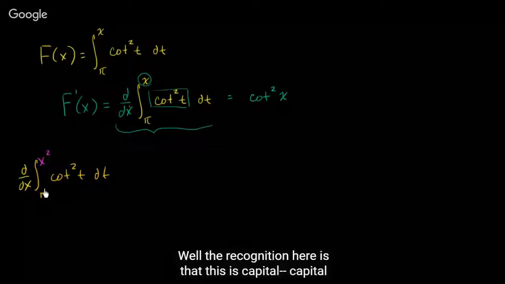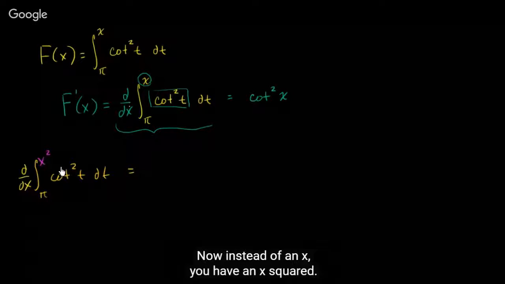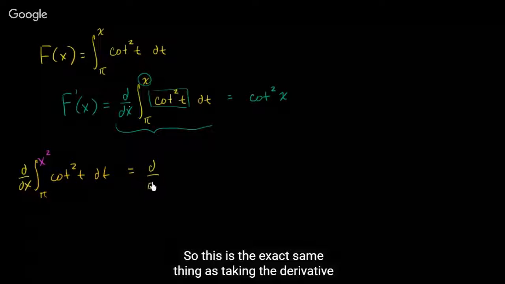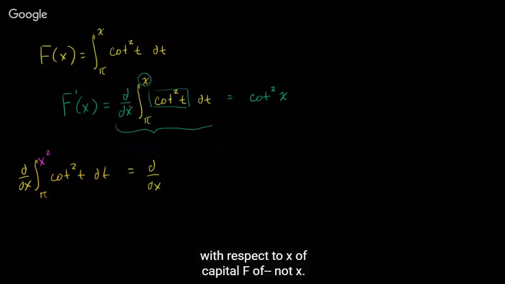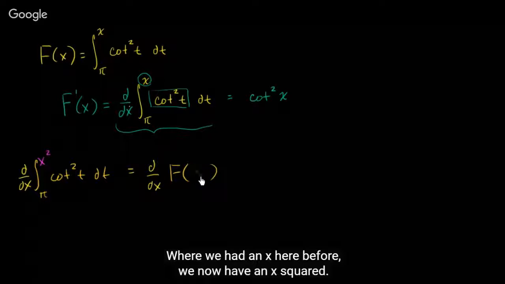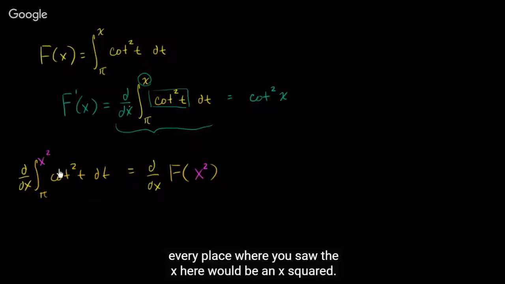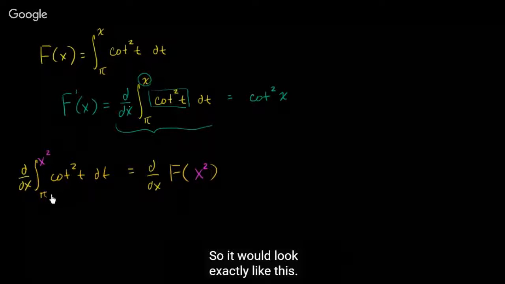Well, the recognition here is that capital F of x was defined as this. Now instead of an x, you have an x squared. So this is the exact same thing as taking the derivative with respect to x of capital F of not x, that would be this. Instead, we have capital F of x squared. Where we had an x here before, we now have an x squared. You can verify, if you had capital F of x squared, every place where you saw the x here would be an x squared. So it would look exactly like this. And so we just have to apply the chain rule.